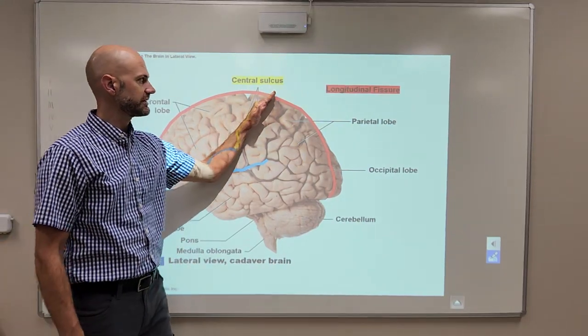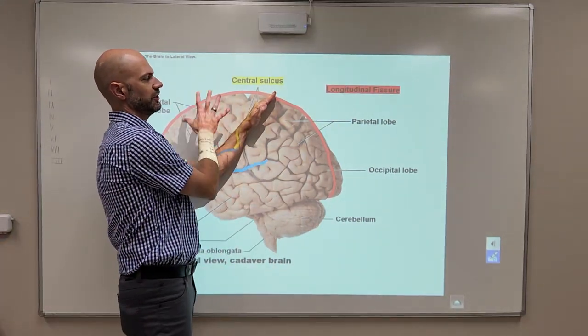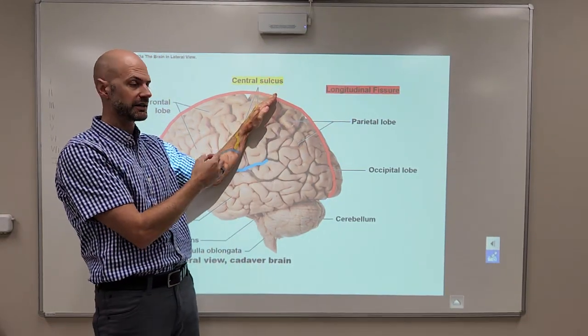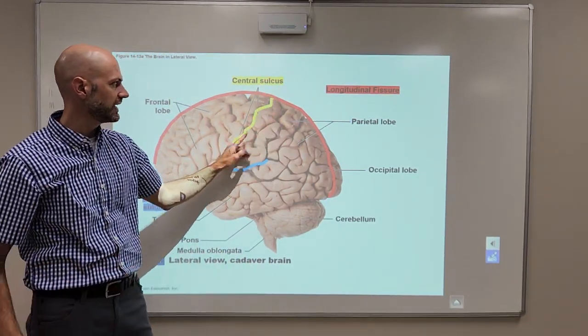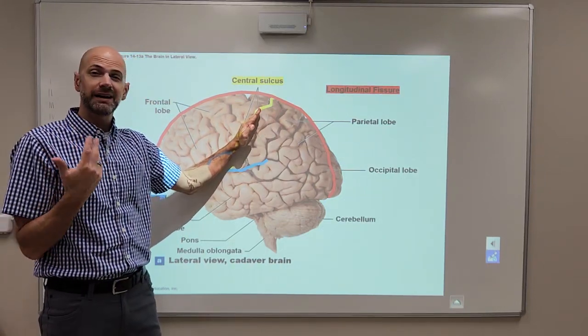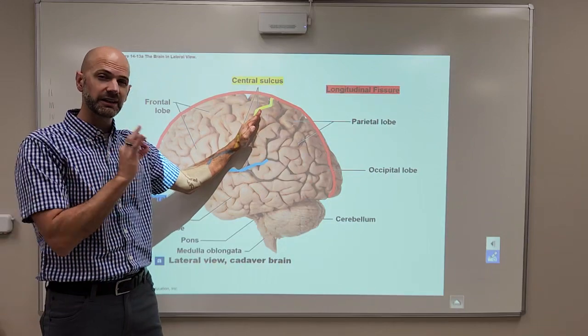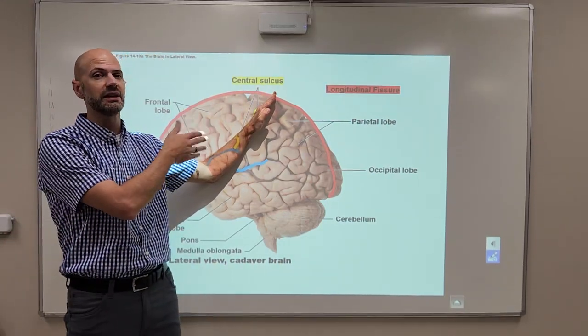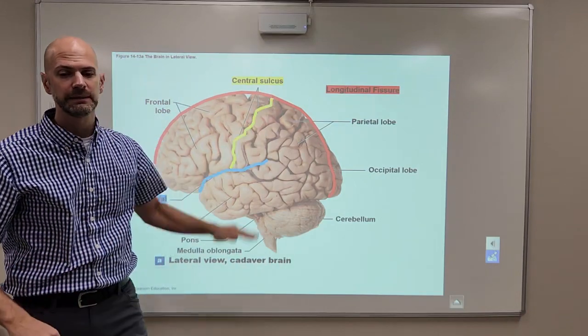Then we have the central sulcus. It separates the frontal lobe from the parietal lobe. Central sulcus, key landmark. It's not always easy to find. Is it this one or is it this one? Honestly, I struggle to know exactly which one it is. It doesn't really matter. You just have to know that it's always in this position on every brain.